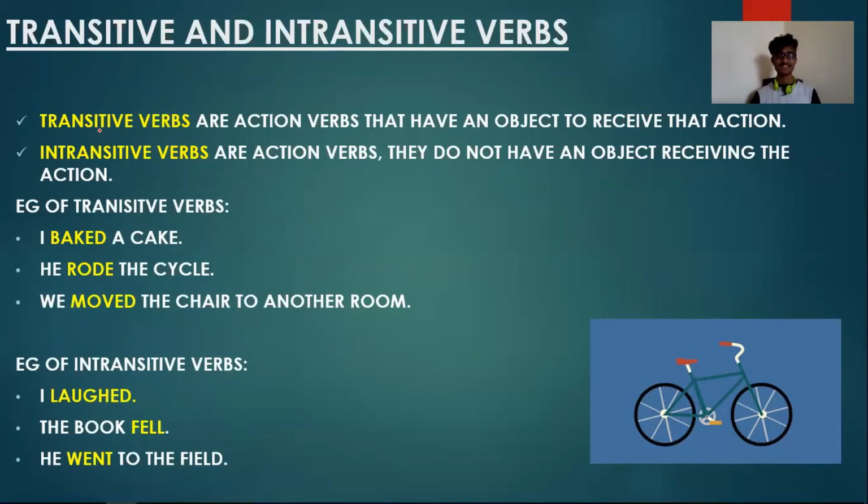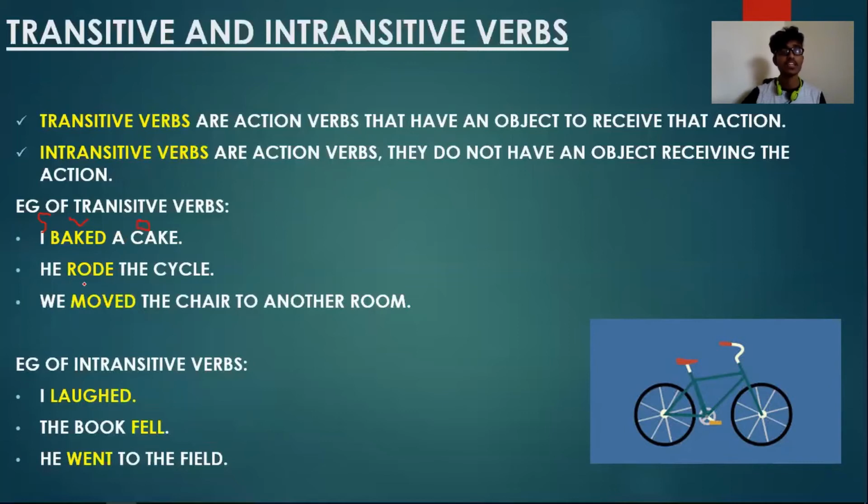Okay, transitive verbs. Transitive verbs are action verbs that have an object to receive the action. So, in all our sentences so far, our sentences have a subject, a verb, and an object. Let's look at this example. I baked a cake. I is the subject, baked is the verb, and a cake is the object.